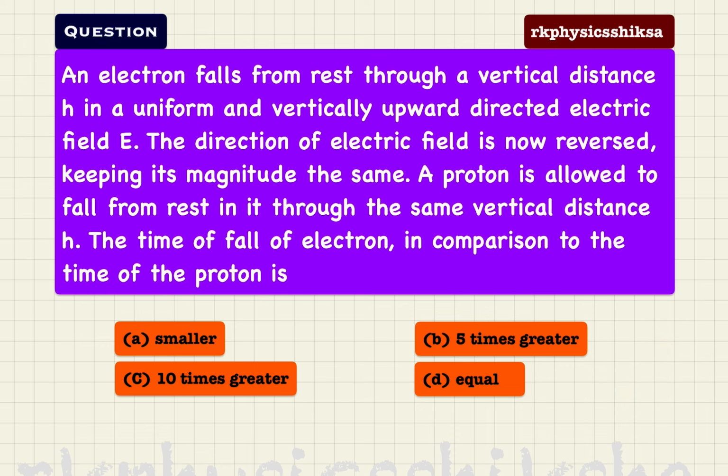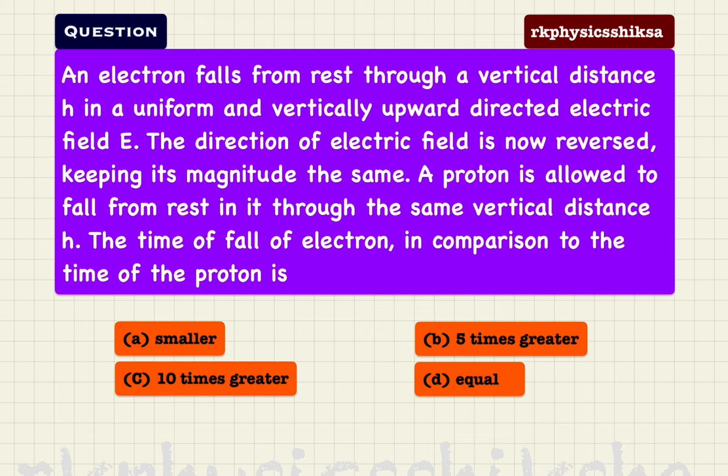And now the direction of this field is reversed, keeping the magnitude the same. The same electric field, instead of the vertically upward direction, we are taking now in the vertically downward direction. And in this case, instead of an electron, we are having a proton which is allowed to fall from rest through the same distance of h.